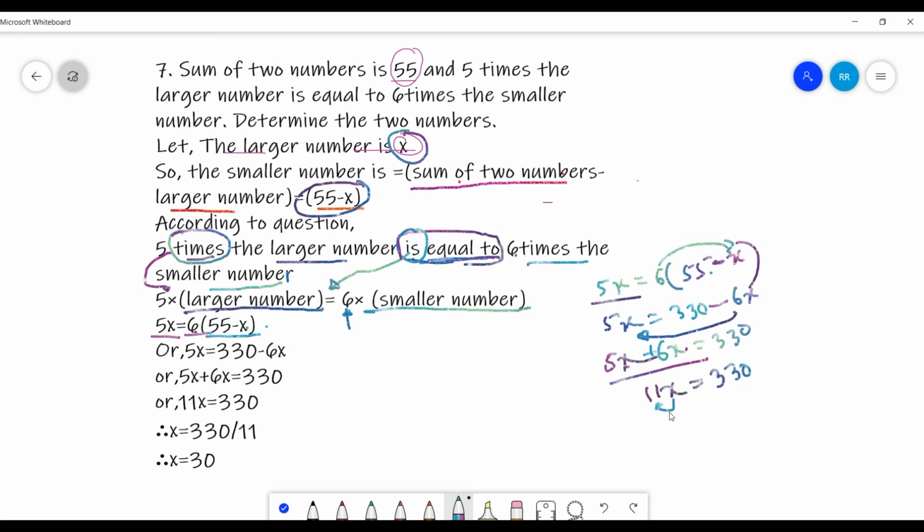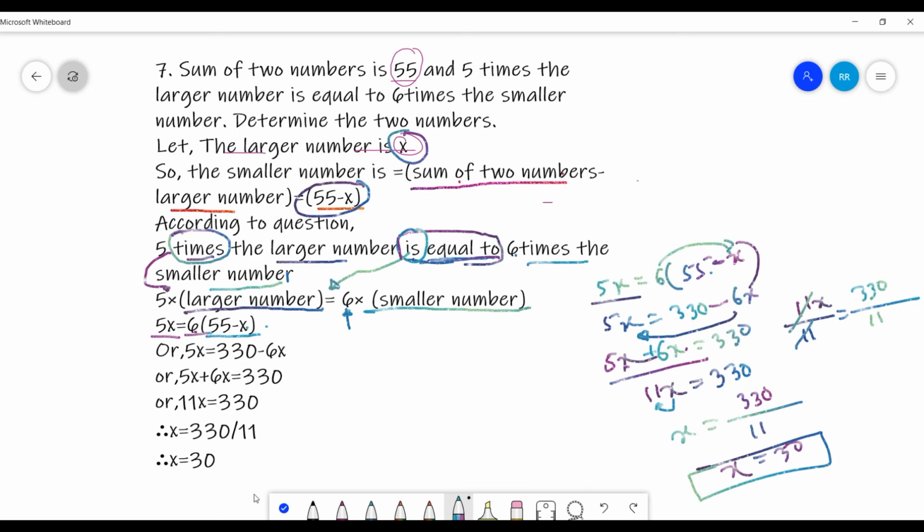Now 11 is in multiplicative form with x, so you have to divide by 11 on the right side. Or you can do it like this: 11x divided by 11, the 11s are eliminated, and 330 divided by 11 is 30. So the answer is 30. This one is the larger number. What is the smaller number? The smaller number is 55 minus x, that means 55 minus 30, which is 25. So this was our desired result.